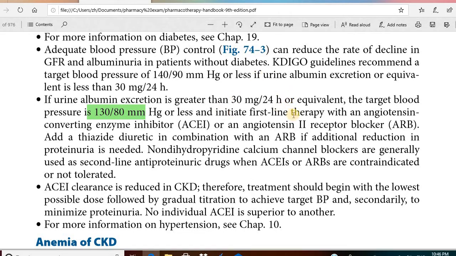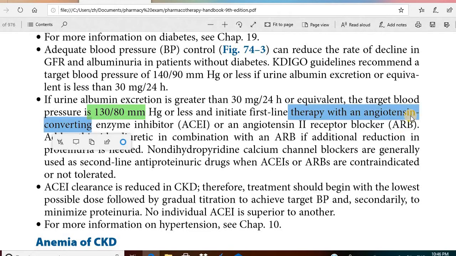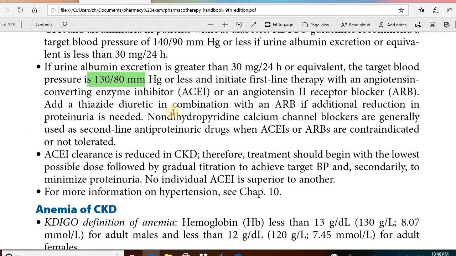For that, you have to initiate some therapy. So you have to take angiotensin converting enzyme inhibitors, which are the first line agents, or angiotensin receptor blockers. They are the first line agents for controlling your blood pressure. Or you can add thiazide diuretics in combination with an ARB if additional reduction in proteinuria is needed. So if you want to keep proteinuria low, meaning keep the protein loss low, you have to maintain your blood pressure. To do that, you have to check the amount of albumin in your urine and use first line therapy, which includes ACE inhibitors and angiotensin II receptor blockers, along with which you can also add thiazide diuretics.